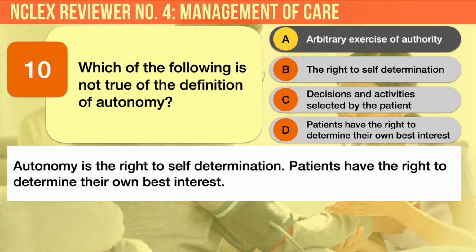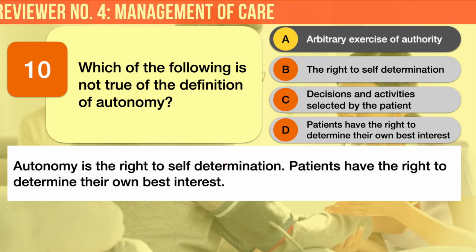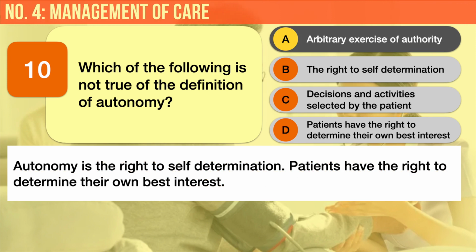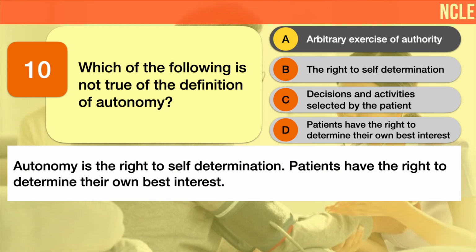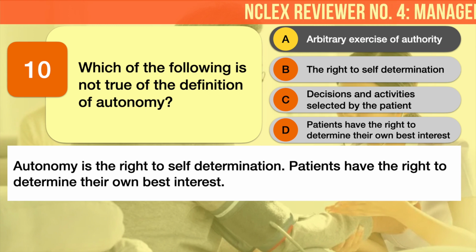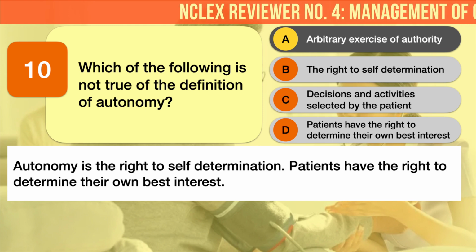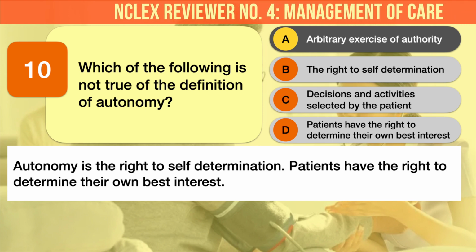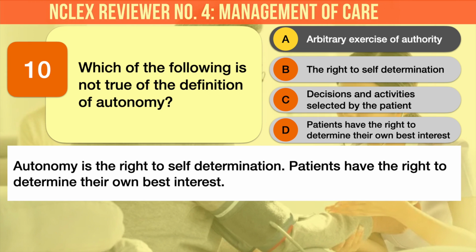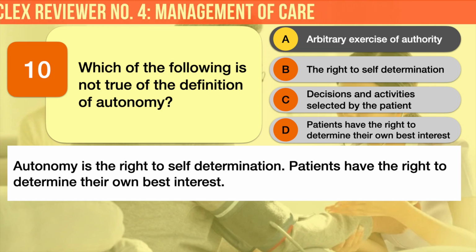The correct answer is A. Arbitrary exercise of authority is not a correct definition of autonomy. Autonomy is the right to self-determination. Patients have the right to determine their own best interest. Autonomy is the right of patients to make decisions and engage in activities selected by the patient once he or she has the information provided by authorities and experts.